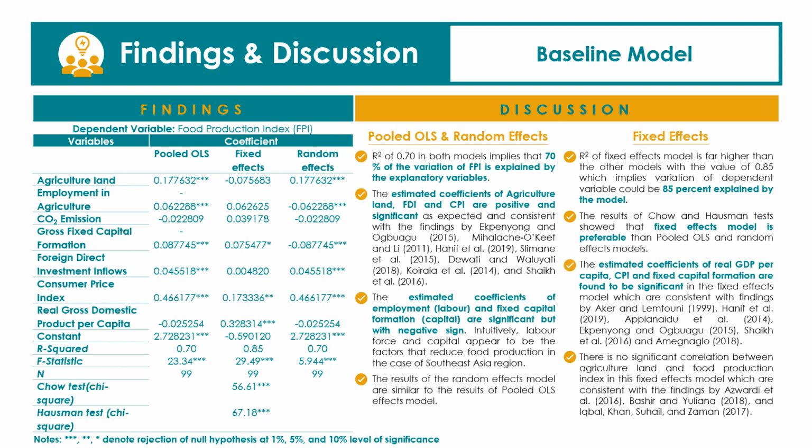The estimated coefficients of real GDP per capita, CPI, and fixed capital formation are found to be significant in the fixed effects model, which are consistent with findings from previous studies. There is no significant correlation between agriculture land and food production index in this fixed effects model, which are consistent with the findings by Azwardi, Bashir and Yuliana, Iqbal Khan, Sohail, and Zaman.